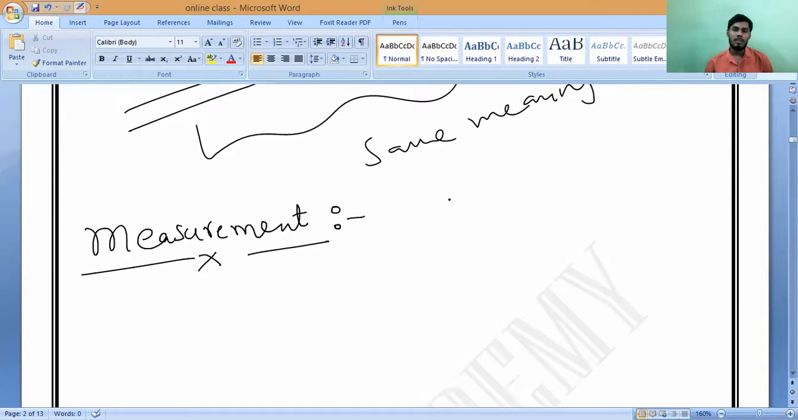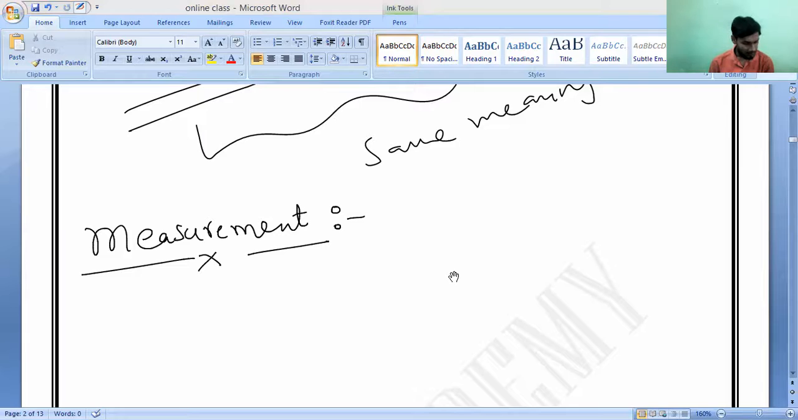Suppose your mother says, measure your mass. What will you people do? How do you measure mass? Can you say what is the unit of mass? How can you measure mass? What is your weight? Mass, kg, grams, kilogram, grams. Correct or not? So let us come to the measurement.